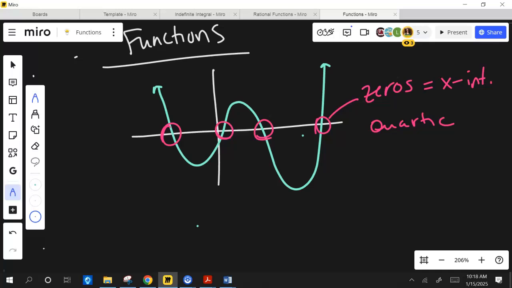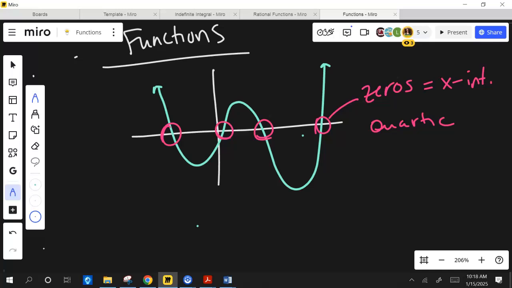Is my leading coefficient positive or negative, and how do you know? It's positive because both ends are going up. Remember that in end behavior? If both ends are going up, it's even and positive. So this is a positive leading coefficient.